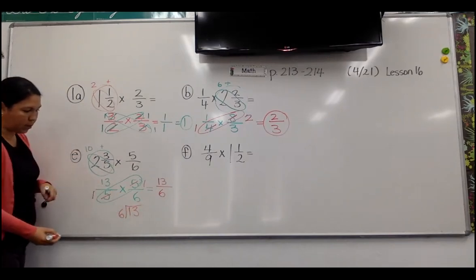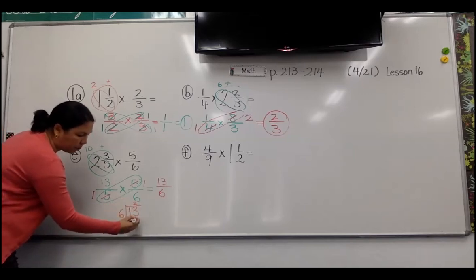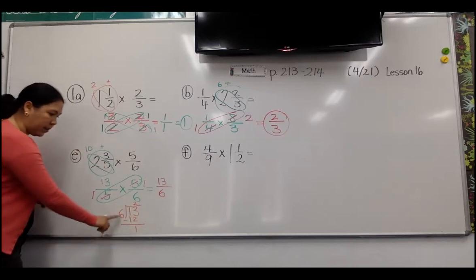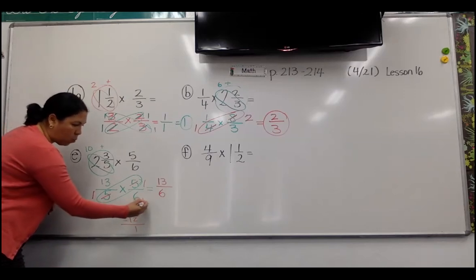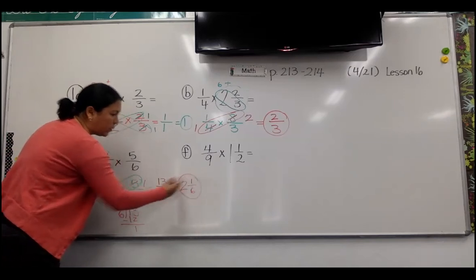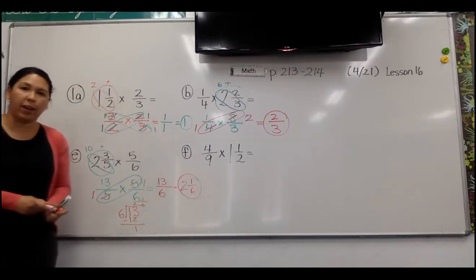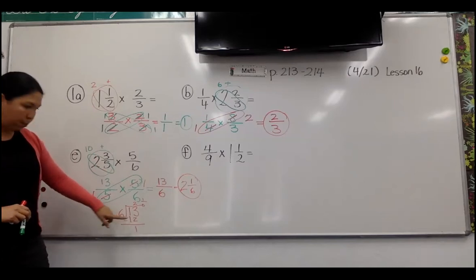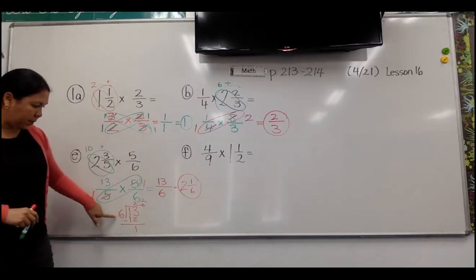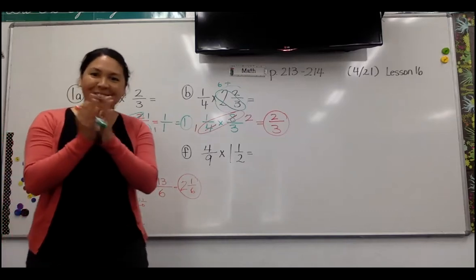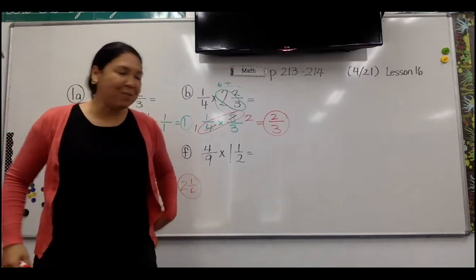How many 6s can go into 13? 2. 12. Subtract, I get 1. My remainder will be 1 over 6. So this gets changed to 2 and 1/6. That should be your final answer there. If you have 13/6, you just forgot to do this step, putting the 13 in the division house and dividing by 6. Okay? If you got that right, give yourself a clap because that was kind of a tricky one.